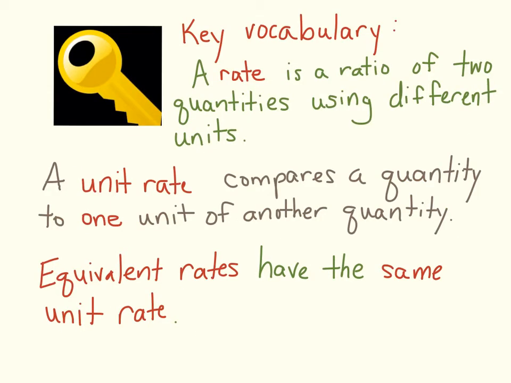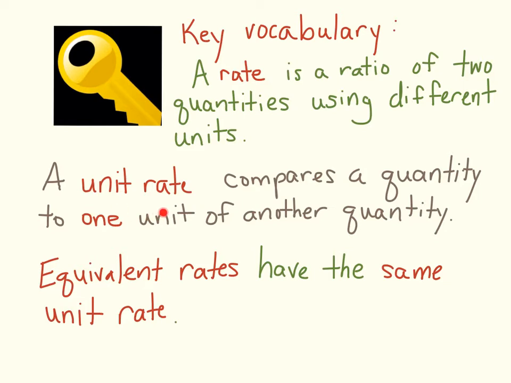A few really important vocabulary pieces that are going to come up in this section are rate. And the definition of that is that a rate is a ratio of two quantities using different units. And so, for instance, if we talked about speed, one unit was time and one unit was distance, and those are two different units of measurement. So that's what makes a rate just a little bit different than a ratio.